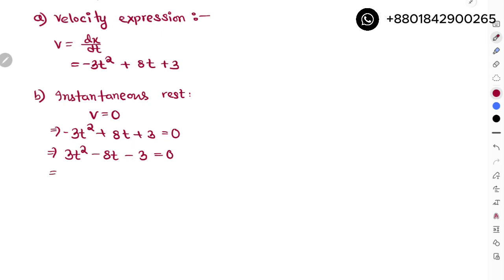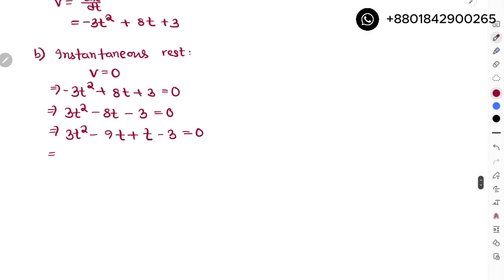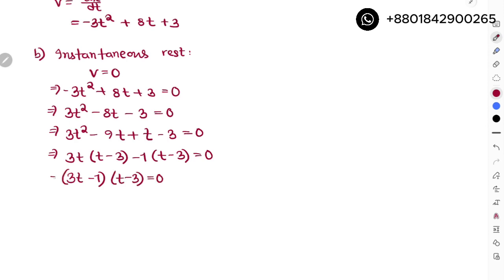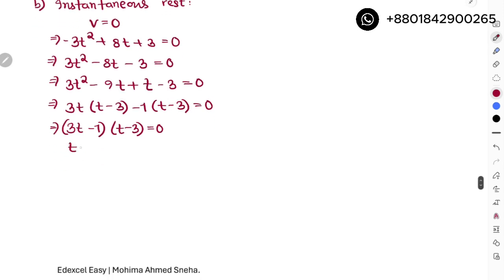I'll just split that: 3t² − 9t − t + 3 = 0. After this it will be 3t(t − 3) − 1(t − 3) = 0. So you have (3t − 1)(t − 3) = 0. So finally I can get the two values for t as 1/3 and the other is 3 seconds, right?